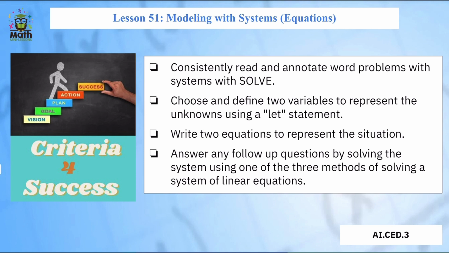Here's our criteria for today's lesson. Number one, we're going to consistently read and annotate our word problems and use the system of solve to solve the problem. Then we're going to choose and define two variables to represent the unknowns using what's called a let statement. We're going to write two equations to represent the situation, and then we're going to answer any follow-up questions by solving the system of equations.